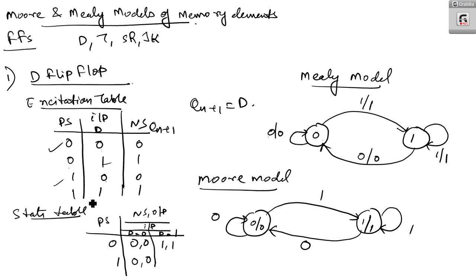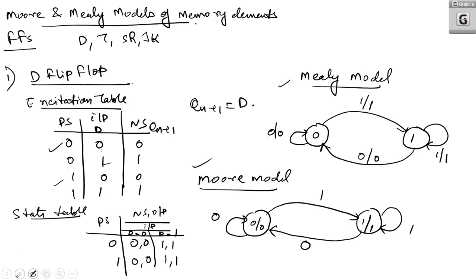1 with d is equal to 1. D is equal to 1 means what happens? Next state becomes 1 and the output also becomes 1. Okay. So that is a state table. So hope you have got the difference between Mealy model and Moore model.